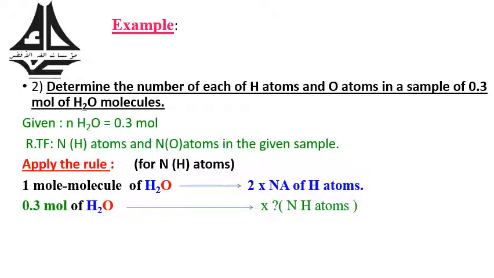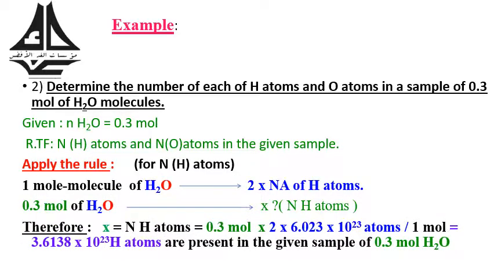The given sample, 0.3 mole of H2O, how much H atom would it contain then? Therefore, X equals capital N of H atom, the number of H atom, equals 0.3 mole times 2 times Na, which is 6.023 times 10 to the power 23 atoms over 1 mole, equals 3.6138 times 10 to the 23 H atoms, which are present in the given sample of 0.3 mole molecule of water.